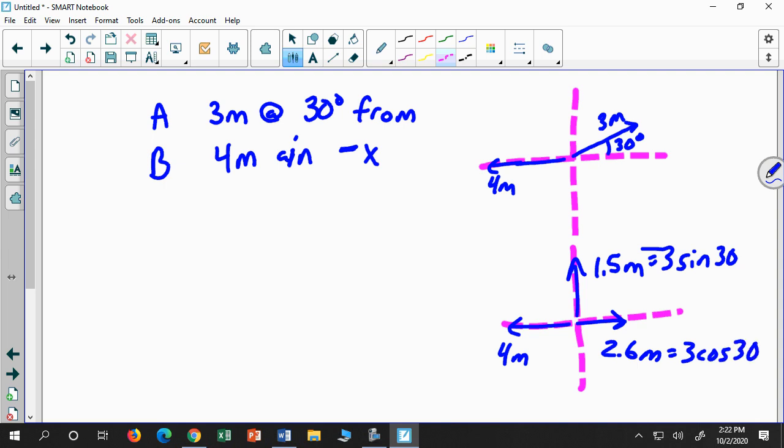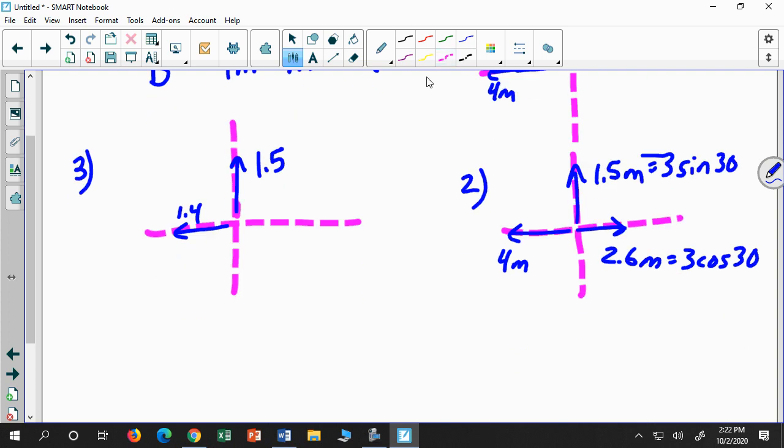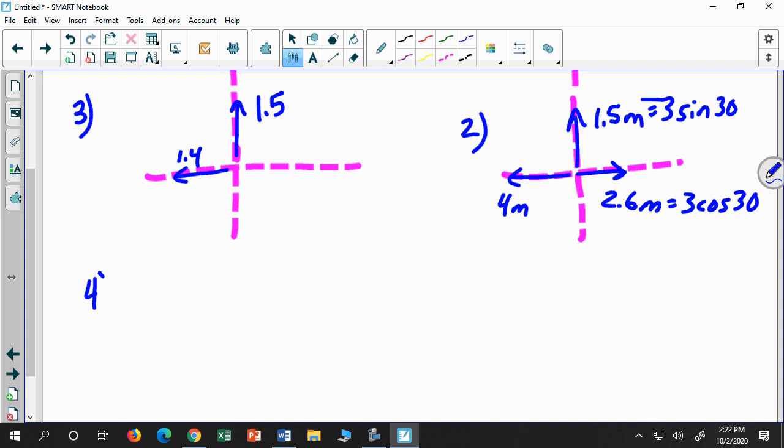Now, I add x and y components. This was step 1. This was step 2. Step 3 is I add my x and y components. So I have 1.5 right here. And then I have 1.4 right here. That's step number 3. And then step number 4 is finding the resultant and magnitude. To find the magnitude of that resultant vector, I say the square root of 1.5 squared plus 1.4 squared.